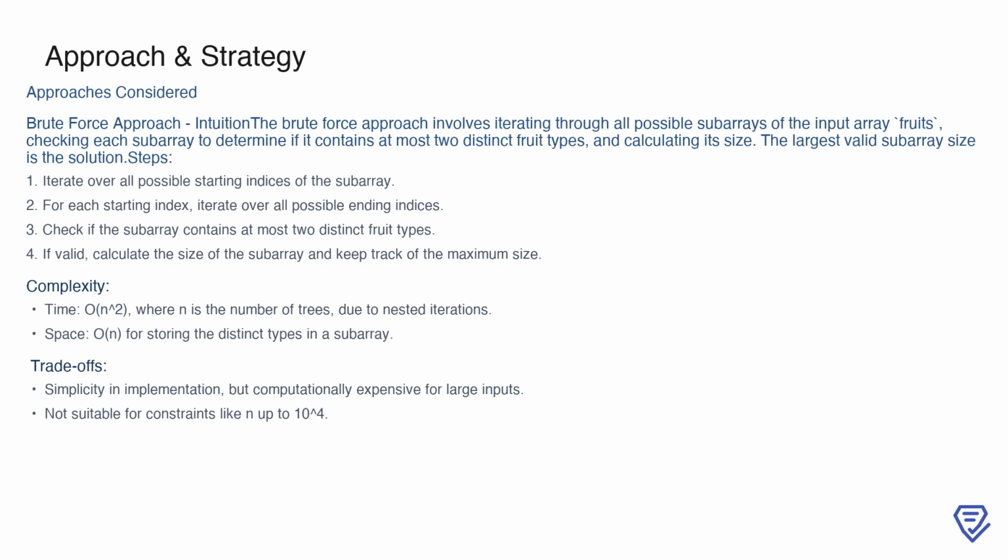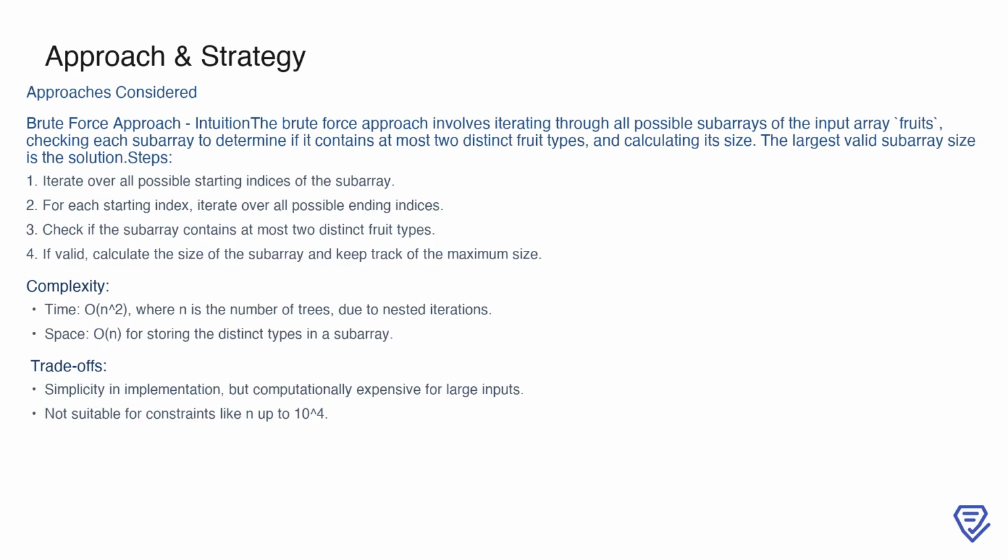Now, to implement this, we start by iterating over all possible starting indices of subarrays. For each starting index, we iterate over all possible ending indices, forming all subarrays between those points. Then, for each subarray, we check if it contains at most 2 distinct fruit types. If it does, we calculate its size and compare it with our maximum size so far, updating the maximum if needed. However, this approach has a time complexity of O(n squared), because of the nested iterations, and it also uses O(n) space to store the distinct fruit types within each subarray.